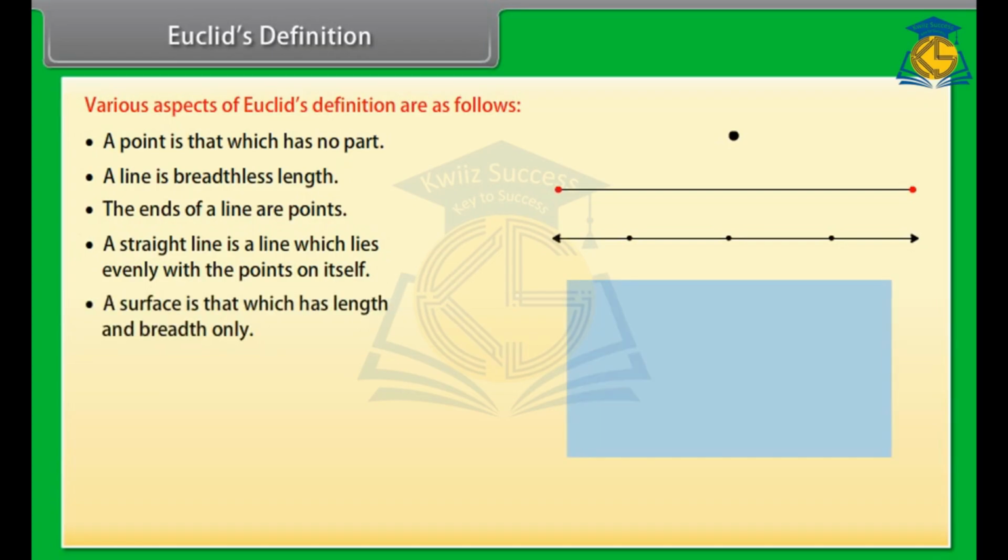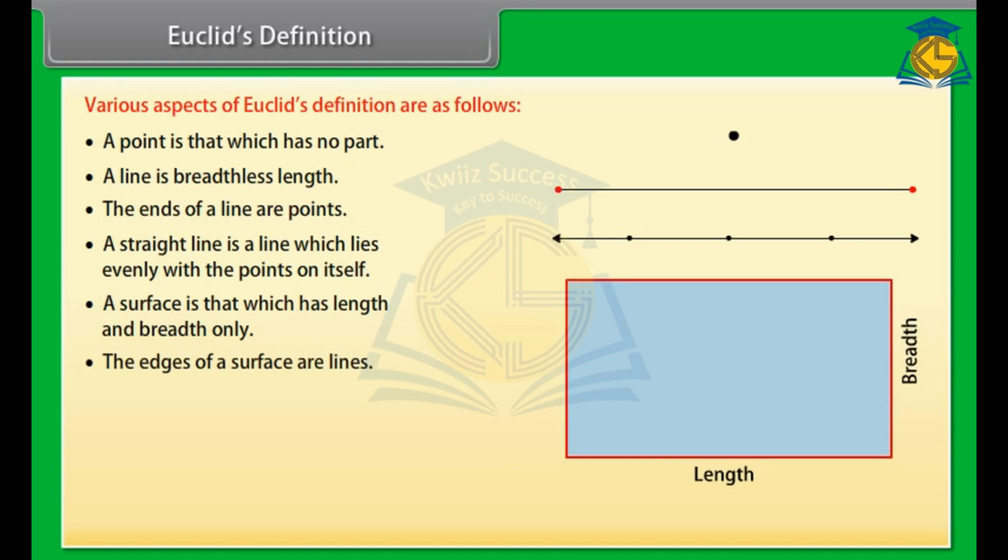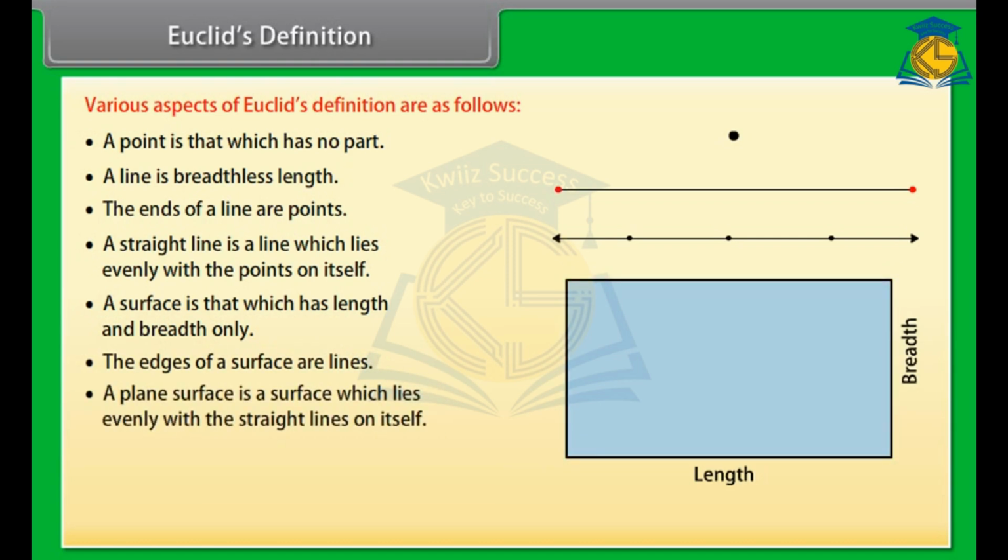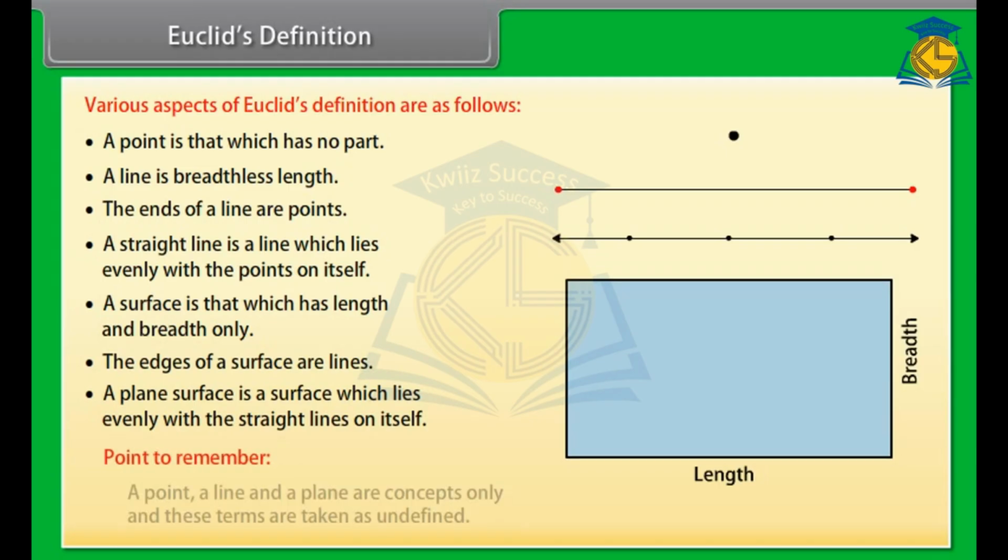A surface is that which has length and breadth only. The edges of a surface are lines. A plane surface is a surface which lies evenly with the straight lines on itself. Point to remember: a point, a line, and a plane are concepts only, and these terms are taken as undefined.